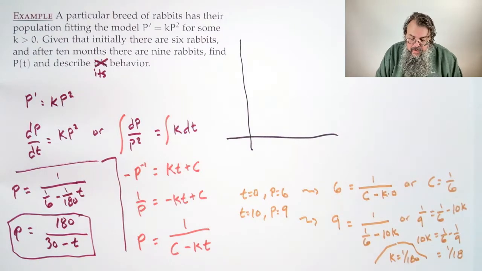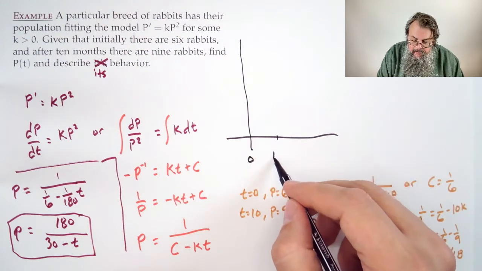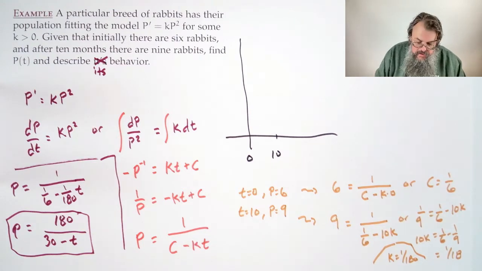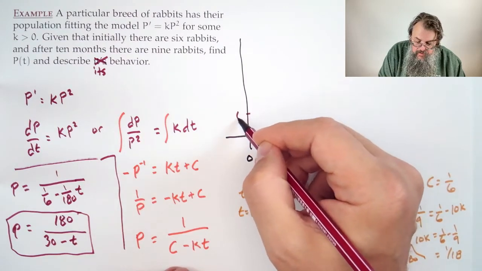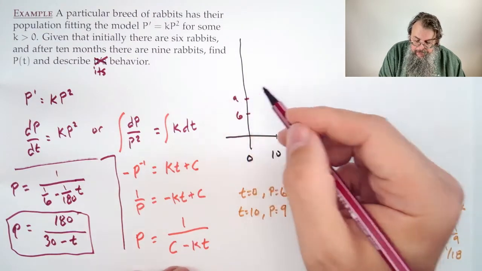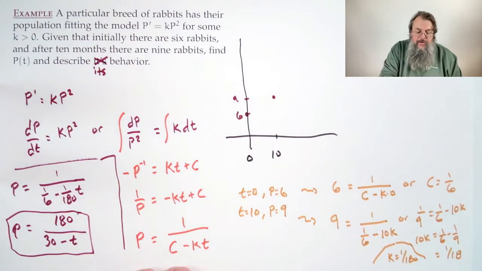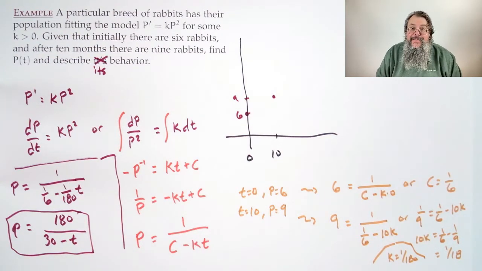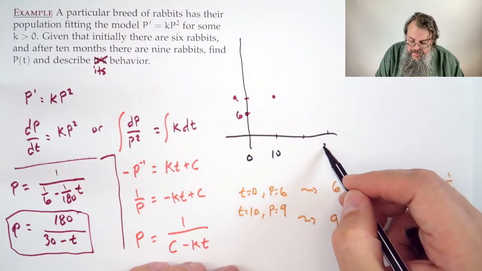So what's happening here? Well, all right, at time 0, and then there's time 10, we see that we're going to start here at time 0, we're at 6, and then we're up to 9. So we start here, and we go there. Now, what do you notice about this function? Well, it has an asymptote. Where? Well, when the denominator is 0. So that would be over here at 30.